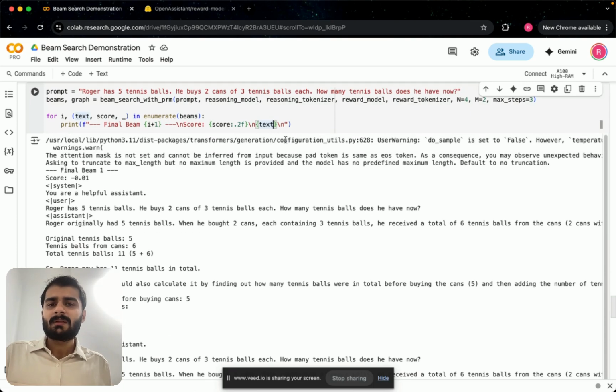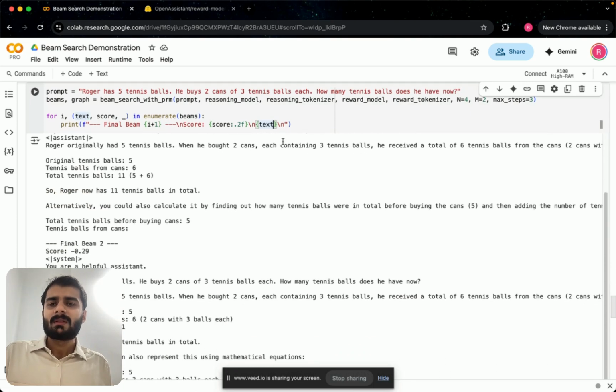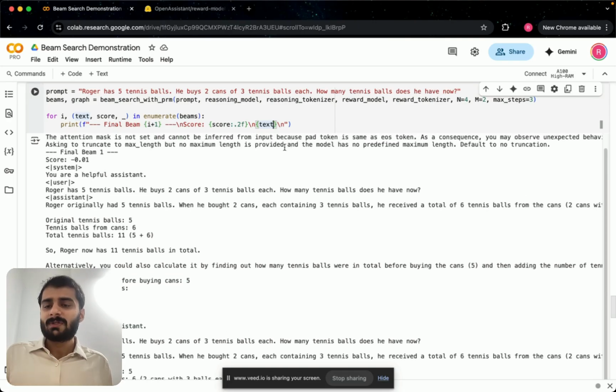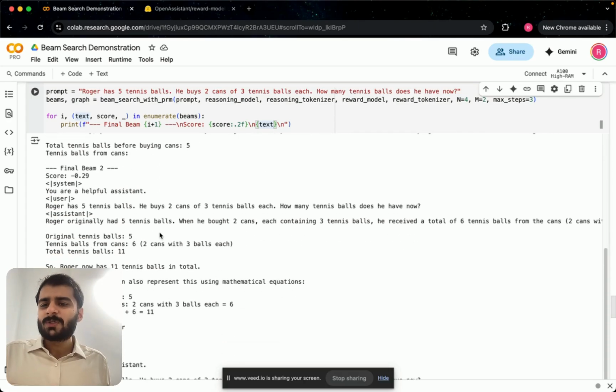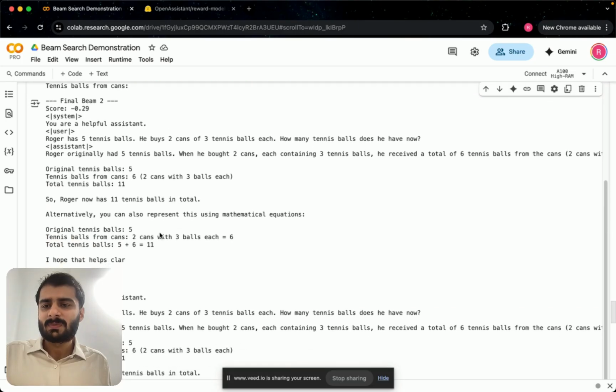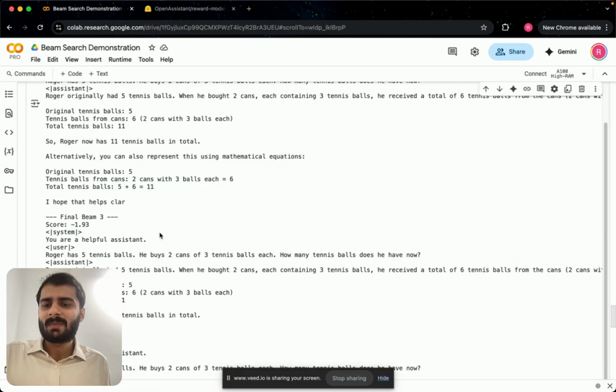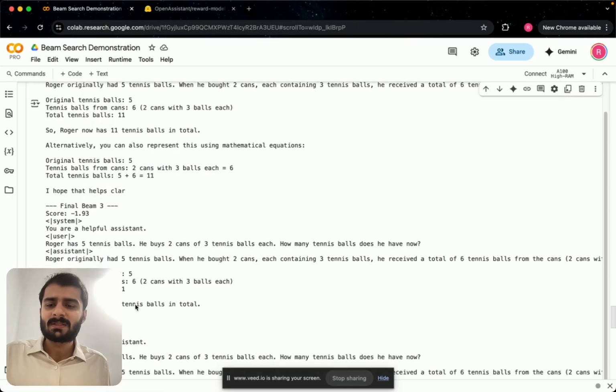So here, you can see the scores which the reward model gives for different beams. You can see that here we do not have much variation in the answers actually. So all of these beams are giving the same answer, which is 11, which is the correct answer.